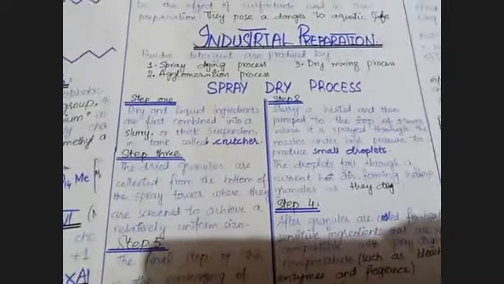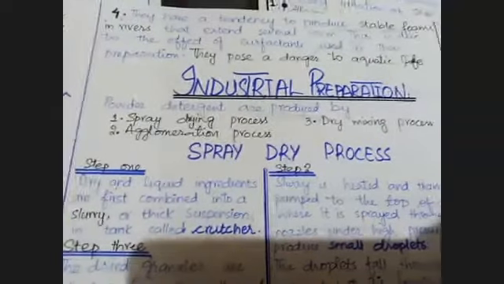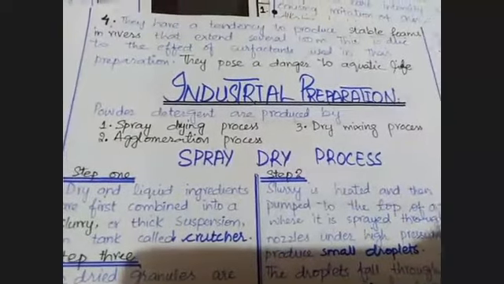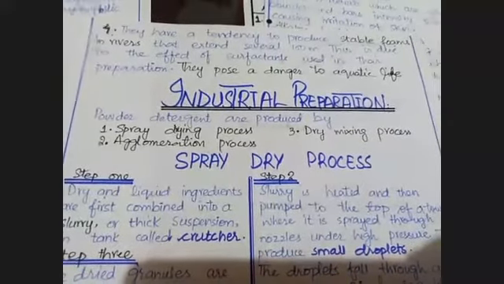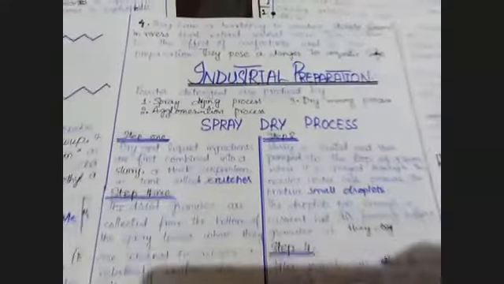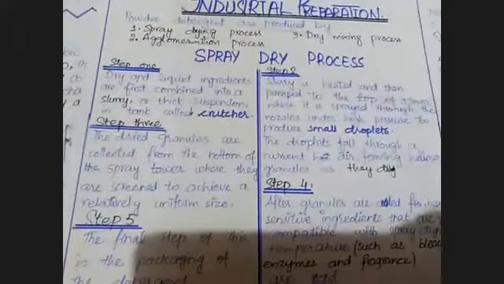Now moving toward the industrial preparation of the detergent. There are basically three different methods through which we can prepare the detergent. The first one is the spray drying process, second is the agglomeration process, and the third one is the dry mixing process. I have mentioned merely one process because it's enough to make the detergent. This is the machinery used for making the detergent.